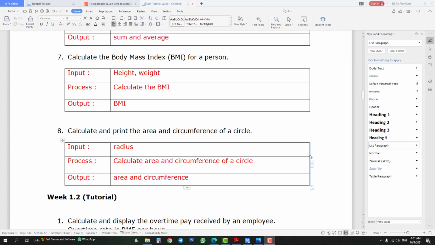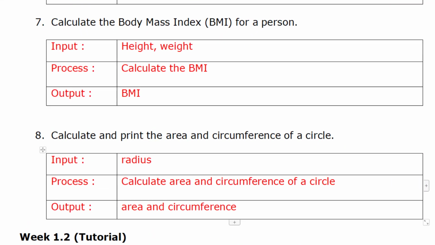Alright, we will continue to question number 8. Calculate and print the area and circumference of a circle. The question needs you to calculate the area and circumference of a circle. So the output is area and circumference. Now for the input, you must know the radius. So the process is calculate area and circumference of circle.